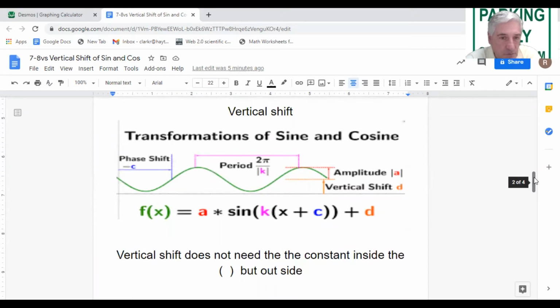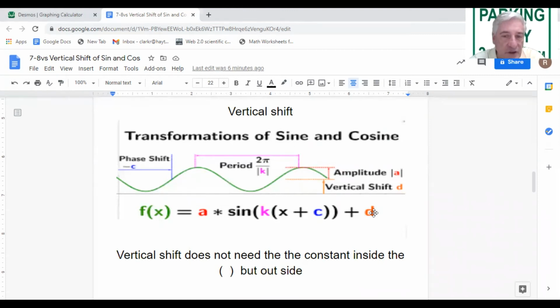Now, we've already talked about A. A is amplitude. It goes in front of sine. Then we talked about K. K changes the period. It goes in front of X. Then we talked about the phase shift. If you put something in parentheses and add it or subtract it with X, it shifts our graph sideways. Now we're talking about vertical shift. We're going to take the same graph we have. We're not going to change the period. We're not going to change the amplitude. We're going to move it up. We're going to move it down on our y-axis.